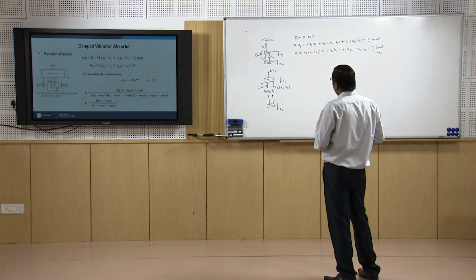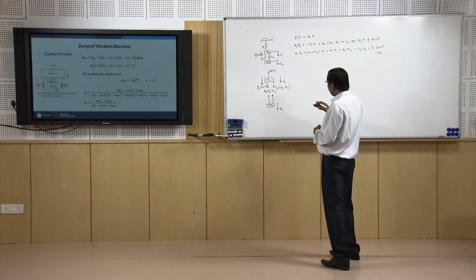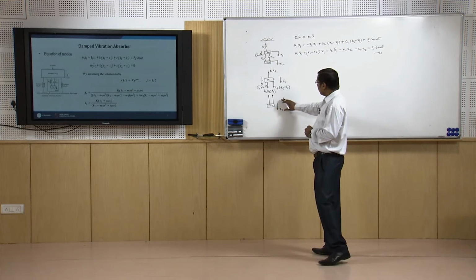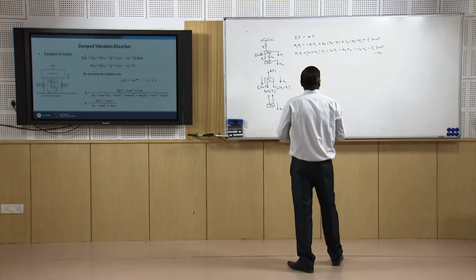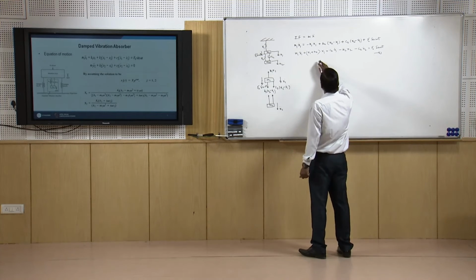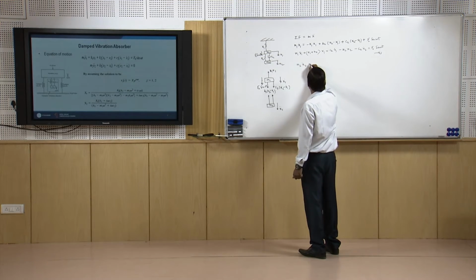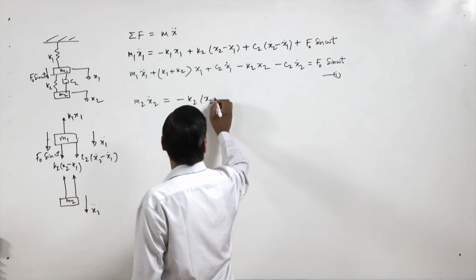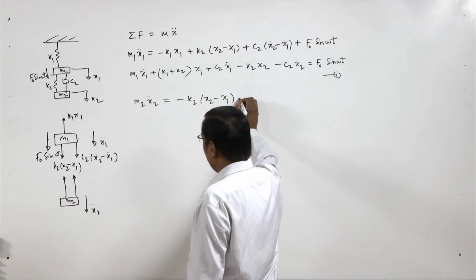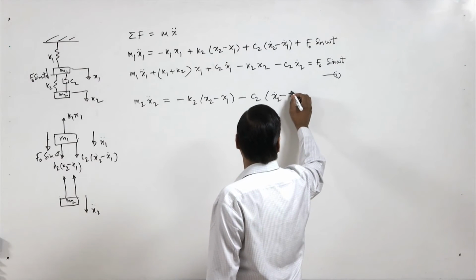So we have this equation of motion for this first mass. Now the second mass m2, that is the absorber mass, we can write the equation of motion. So for this we have m2 x2 double dot equal to the forces, they are opposite, so minus k2 (x2 minus x1) minus c2 (x2 dot minus x1 dot).